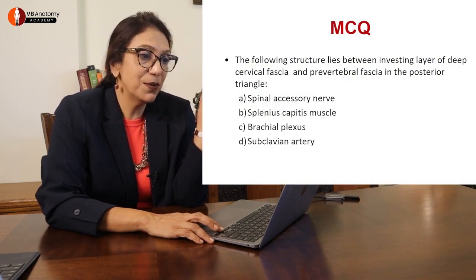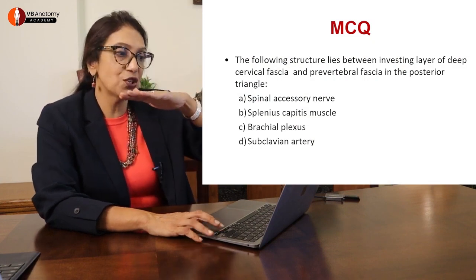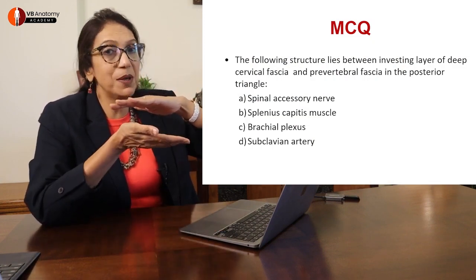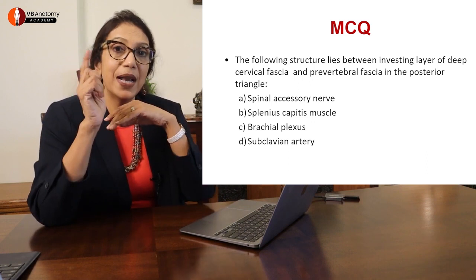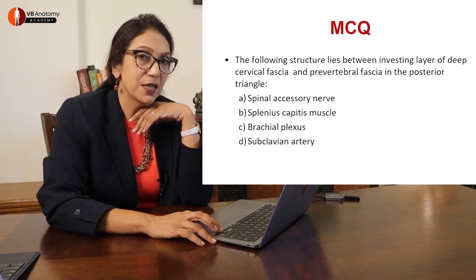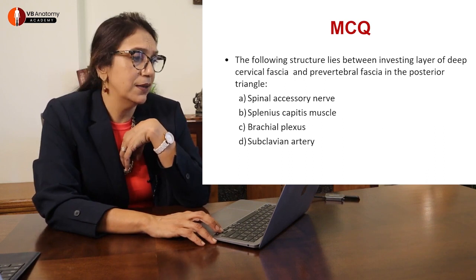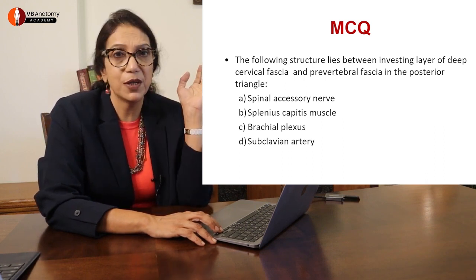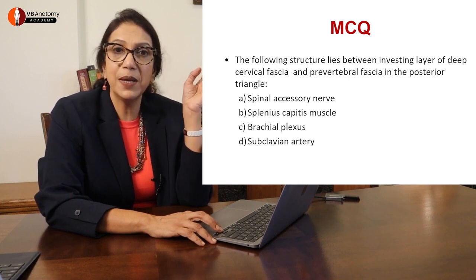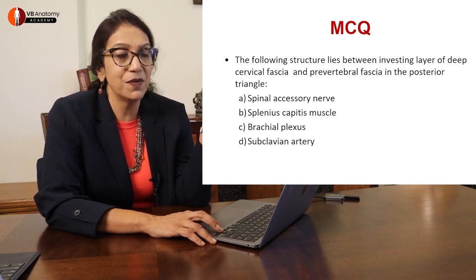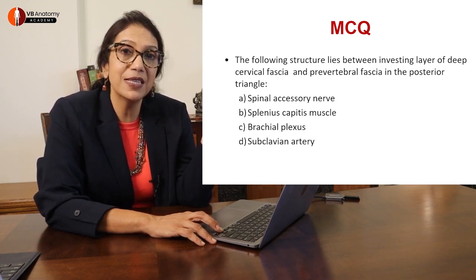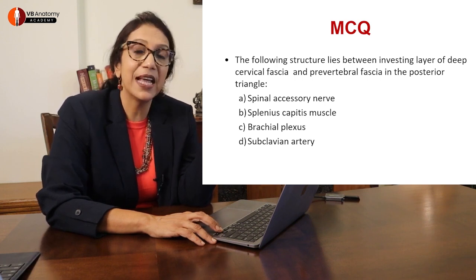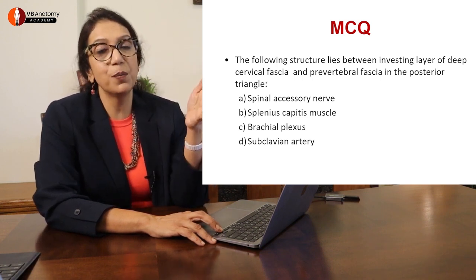The following structure lies between the investing layer of deep cervical fascia and prevertebral fascia. Remember, prevertebral fascia is the floor, investing layer of deep cervical fascia is the roof. What lies in between the two? Spinal accessory nerve could be. Splenius capitis is covered by prevertebral fascia, so that's out of the picture. Brachial plexus is covered by prevertebral fascia. Subclavian artery is covered by prevertebral fascia. Now you are able to give me your answer. Yes, it's the spinal accessory nerve. This is how knowledge of a topic helps you to confidently solve MCQs.